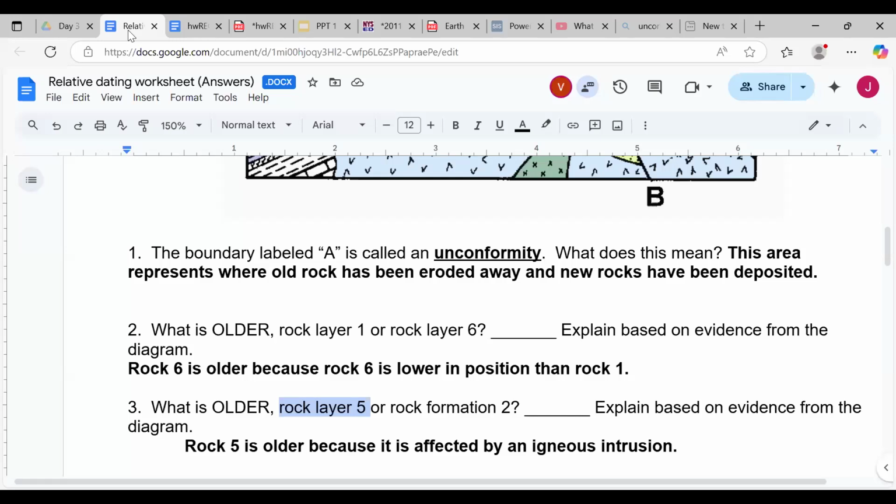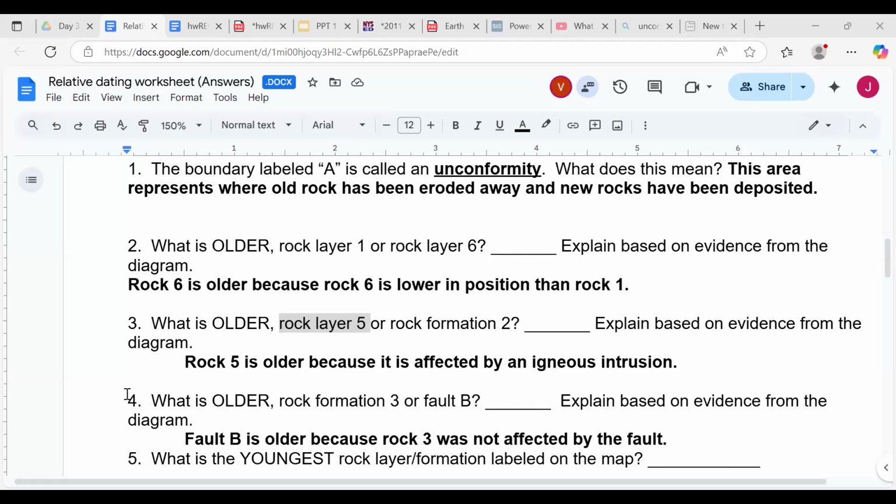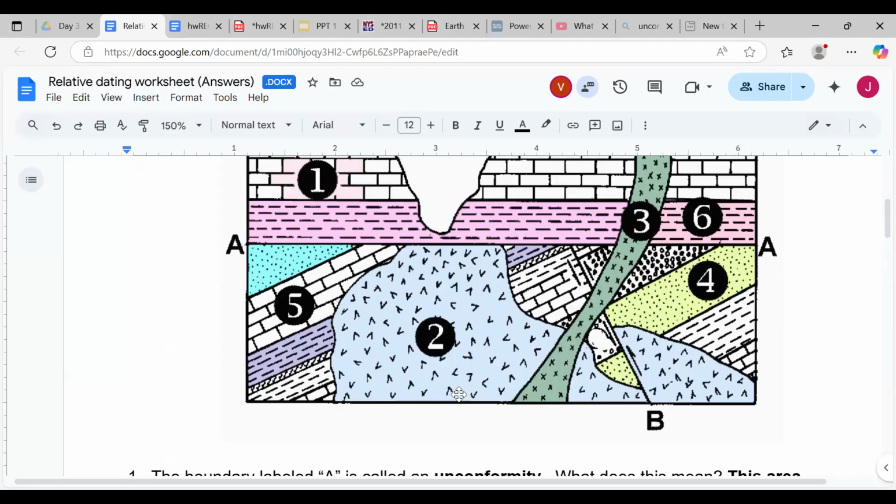And so that's why you could have just said rock layer 5 is older because it is affected by an igneous intrusion. More specifically, we see evidence of contact metamorphism. All right, number four, what is older, rock formation 3 or fault B? So let's take a look.